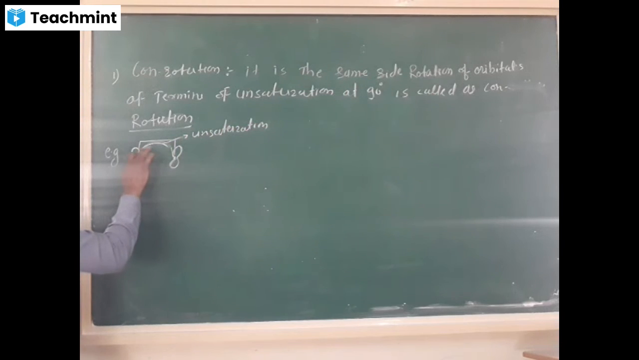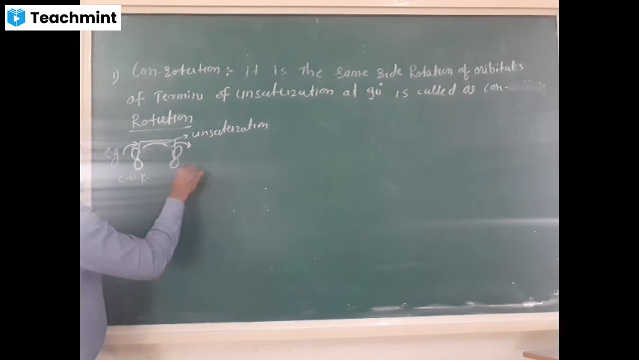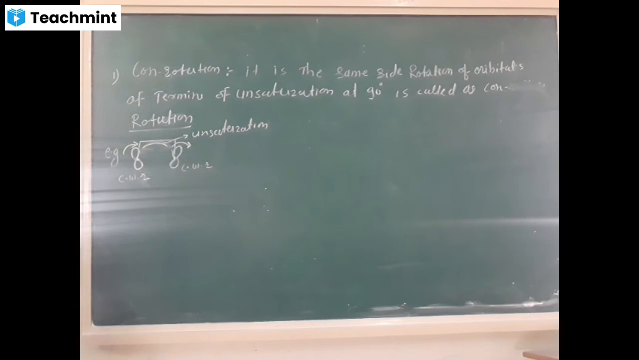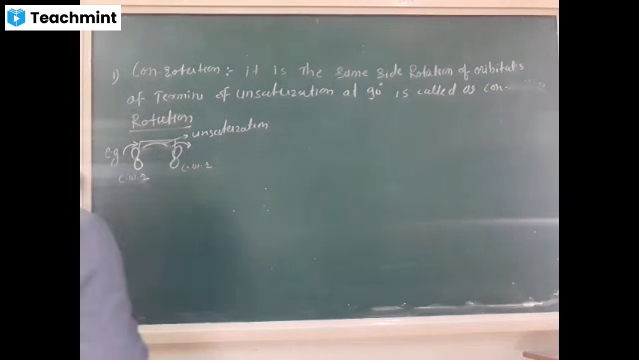What happens if these two lobes are rotated on the same side? This lobe is rotated on the right hand side, and another one is also on the right hand side, or we can say clockwise rotation. Here also clockwise rotation. So both the lobes are rotating clockwise, then we can say the rotation at the lobes of termini is a con rotation.